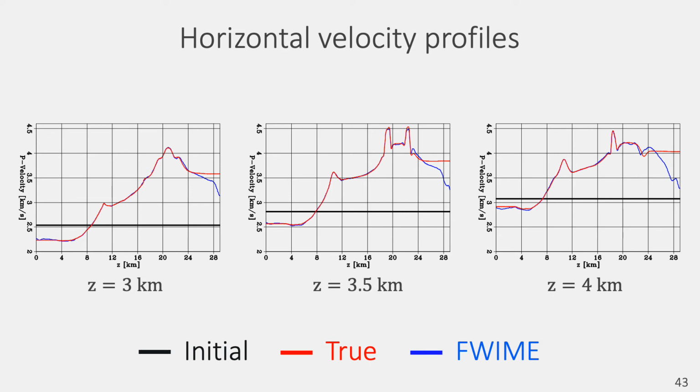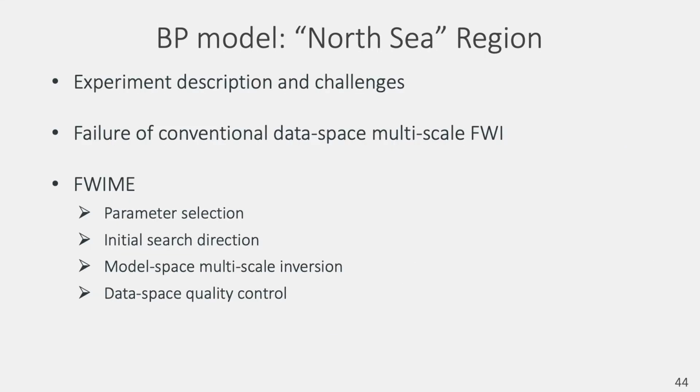We observe the same inversion quality by looking at horizontal velocity profiles, and the results do suffer from slight edge effects, but they are due to the limited acquisition aperture. And the next step is to dissect our inversion process, but from a data space perspective.